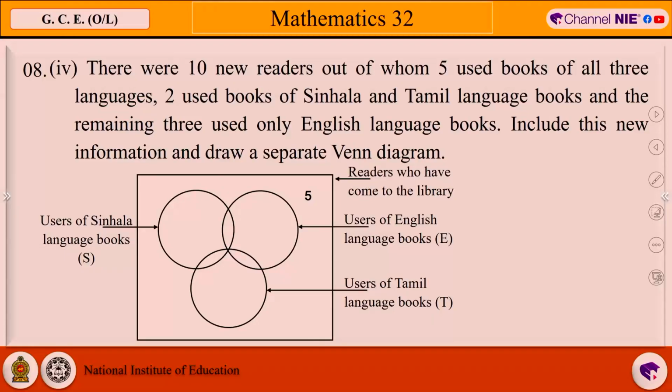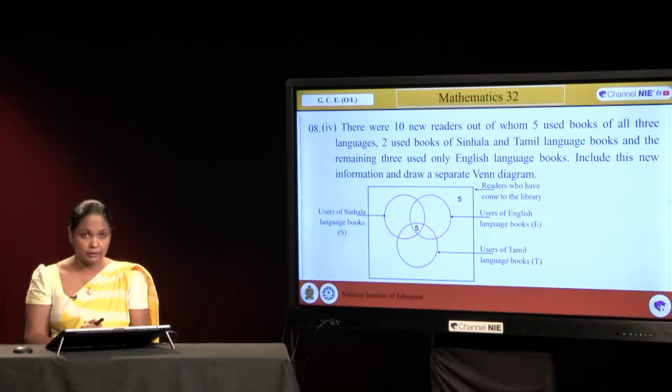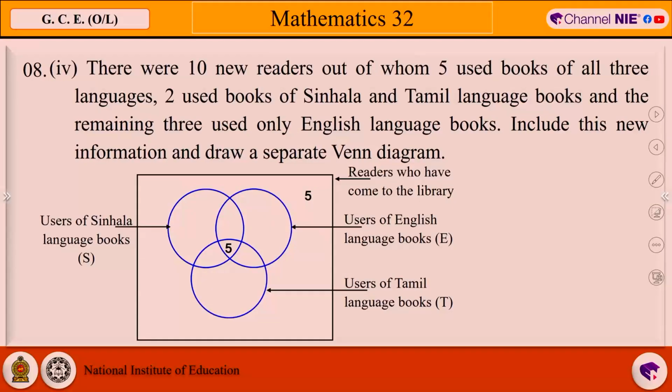Here, after removing this data, some data will come as they are, others will change. First, we have to change the Venn diagram like this, because it says there are 5 who used books of all 3 languages. So, we have to represent this 5 here in the middle. So, there should be a new region to represent this 5. Accordingly, you have to change the Venn diagram in this manner. Here we have some of the previous data and some data will be updated. So, we will see what they are.